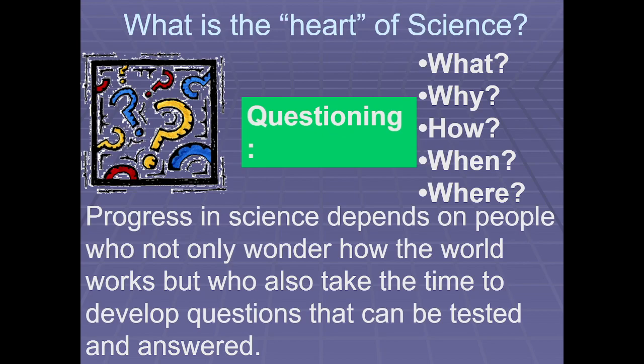What is at the heart of science? What is the main thing of science, which is asking questions like what, why, how, when, and where. Progress in science depends on people who not only wonder how the world works, but who also take the time to develop questions that can be tested and answered.